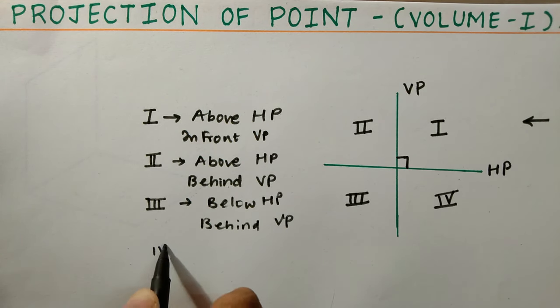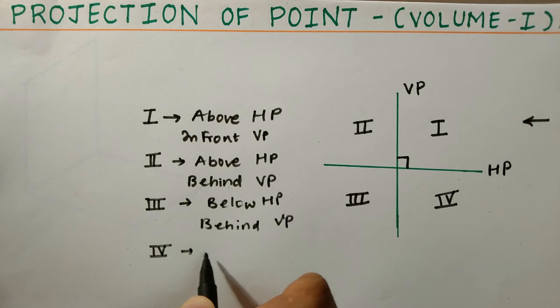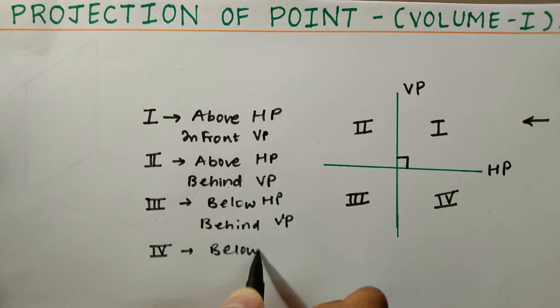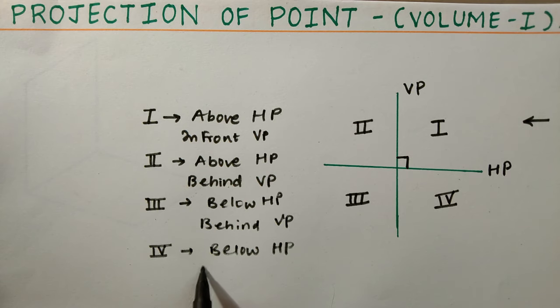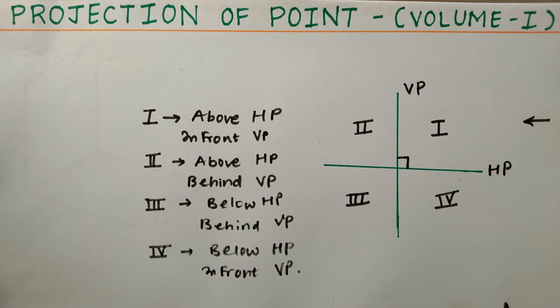Similarly, for the fourth quadrant, we can say that the object is lying below the horizontal plane, but now it is lying in front of vertical plane. So guys, this is all about position of an object or a point or a line or a solid in the different quadrants, which is useful for solving the different problems in engineering drawing.